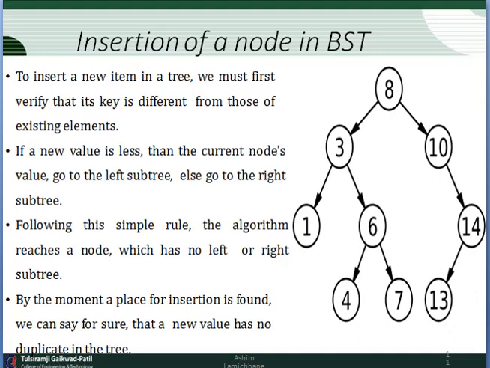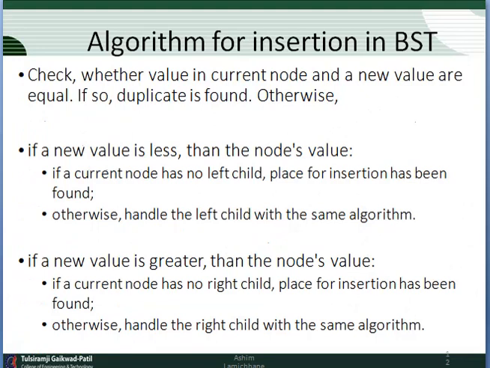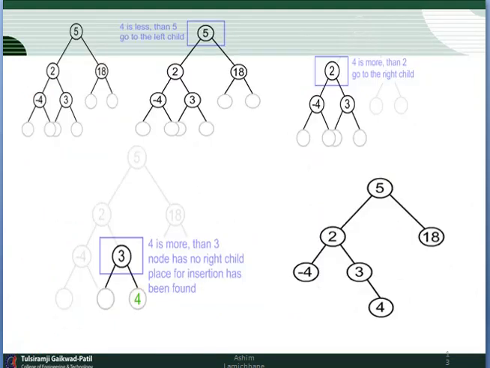If the new value is less than the current node value, then go to the left subtree to insert the new element. If the new value is greater than the root node, then go to the right subtree of the binary search tree. The algorithm is already mentioned here, and the insertion process is given in this example. If I want to insert the value 4 in the given tree, we can insert a new node in the given tree.